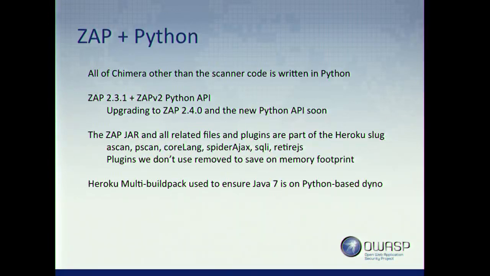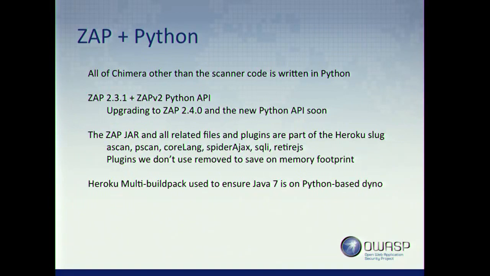We use the ZAP Python API, and we use ZAP 2.3.1 right now. We're going to get up to 2.4 on the stack and the new Python API as soon as possible. We haven't spent the time to do that quite yet. So the ZAP jar and all of its related files and plugins are just part of our Heroku slug, and we actually only use the plugins ascan, pscan, corlang, Spider Ajax, SQLi, and retire.js. We removed all the extra plugins because of our memory footprint. That's something that we really care about minimizing on Heroku.